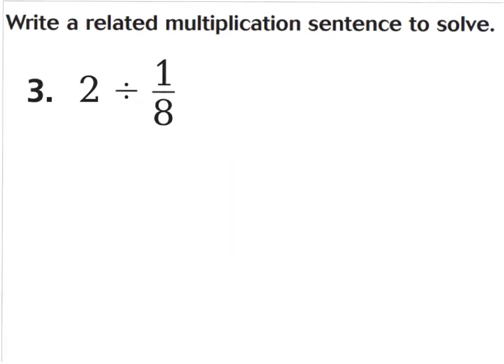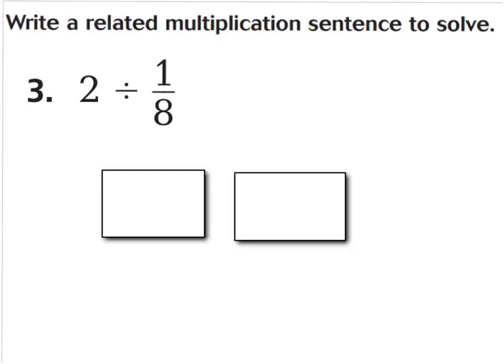Okay, for question number 3, the question says 2 divided by 1/8. That's like saying if you had 2 whole pizzas and you want to know how many 1/8 slices would you have, how many would you have? I'm going to go ahead and draw a model to show you how you'd figure that out. You would first start out by drawing 2 wholes, and then you want to divide each whole into 8ths to know how many 8ths you would have.